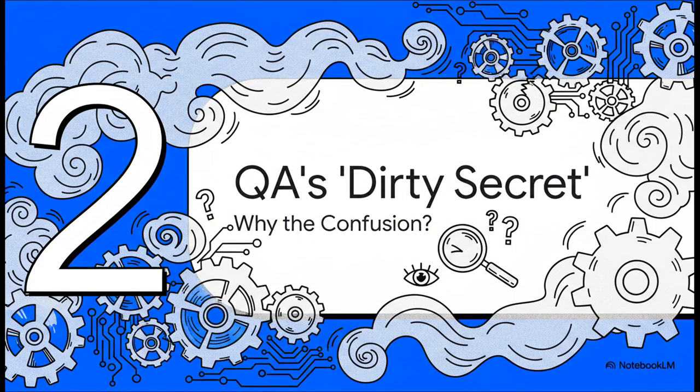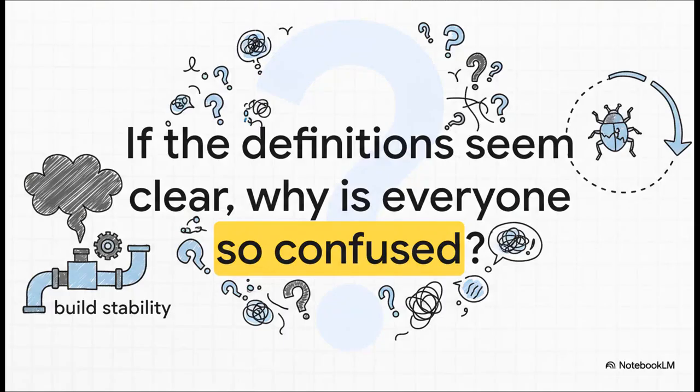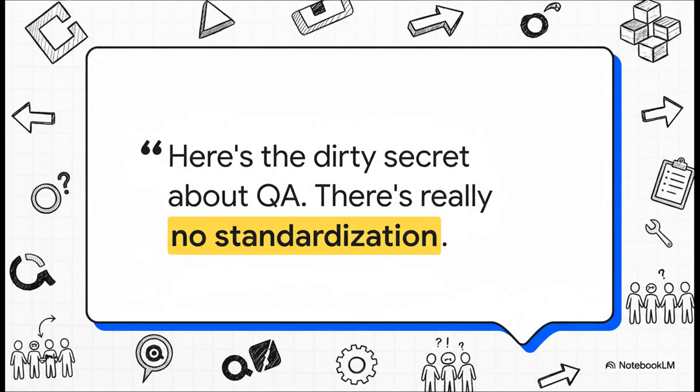So the definitions seem pretty clear, don't they? Smoke is broad, sanity is narrow. So why is everyone so confused? Well, this is where we get to what one person on the thread called QA's dirty little secret. I mean, think about it. If the definitions are that straightforward, why are we even having this conversation? Why do teams everywhere still argue about this? And here it is, the big secret. There's really no standardization. That's the whole problem.